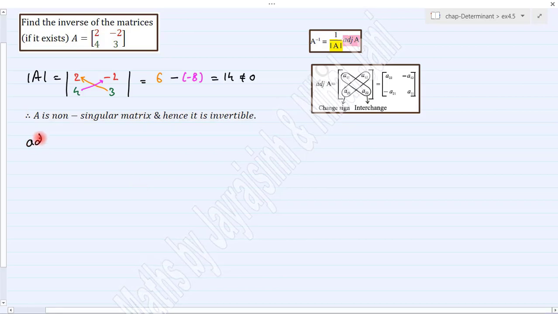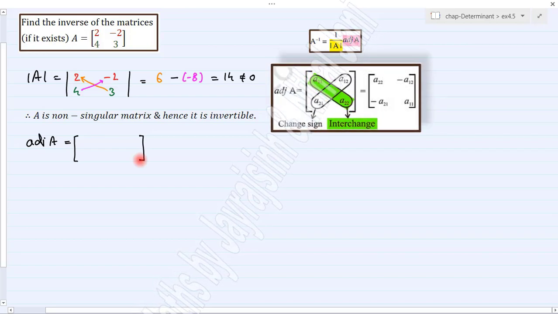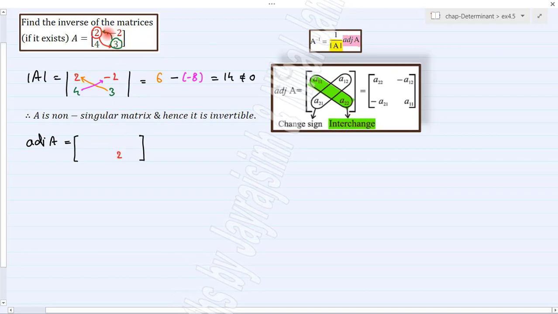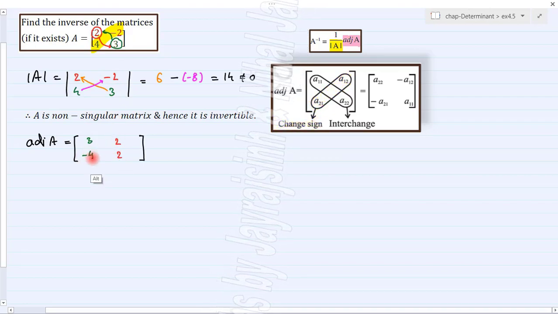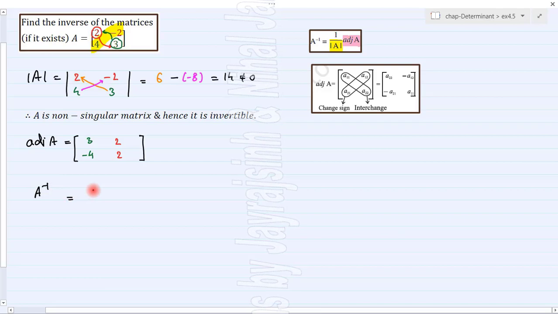So let's get our second required quantity, which is adjoint of A. Here we have 2 cross 2 matrix and its adjoint can be formed by interchanging principal diagonal elements. That means your 2 will move to A22 and your 3 will move to A11. And for the rest of the elements, we have to change their signs. So minus 2 will become 2, 4 will become minus 4. So here we get our adjoint of A.